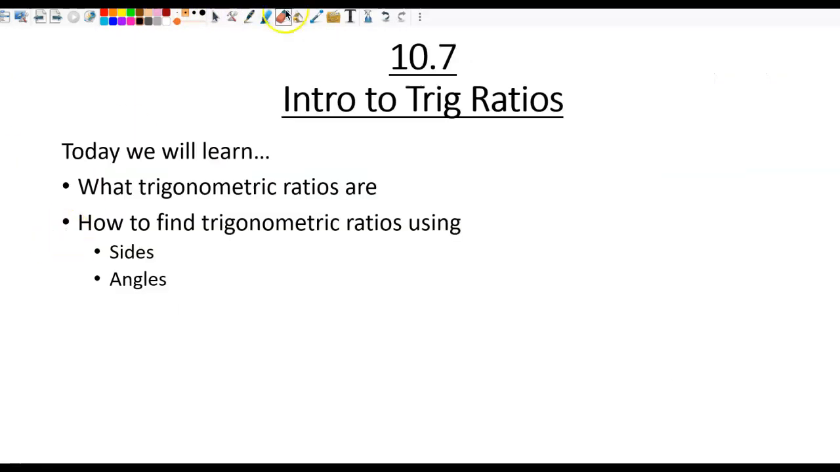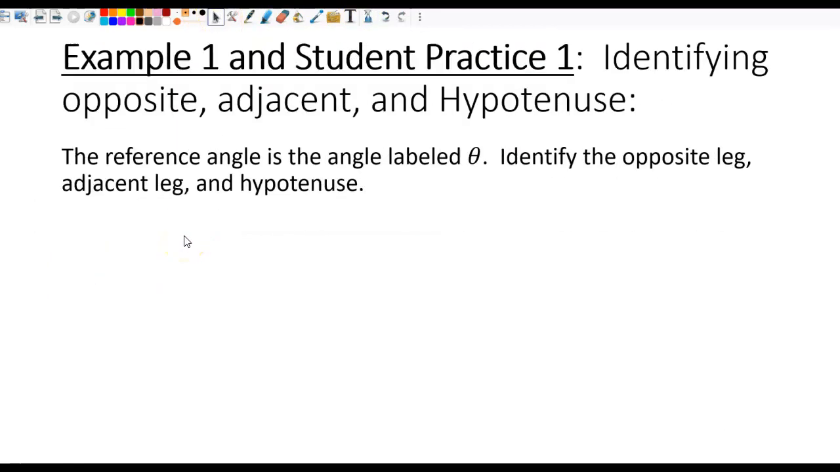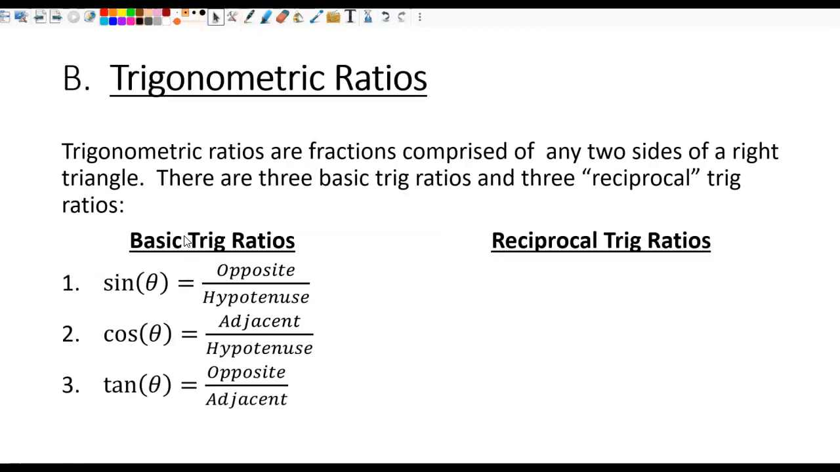So let's back up and look at our objective. Today we were talking about what trig ratios are. They're just fractions of the sides of a right triangle. There's 6 of them, all with special names. We also learned how to find those trig ratios, and we just got through doing that using the sides. And what we're going to transition to now is our last part of the objective, which is to find the trig ratios using angles. That's kind of interesting. How does that work?